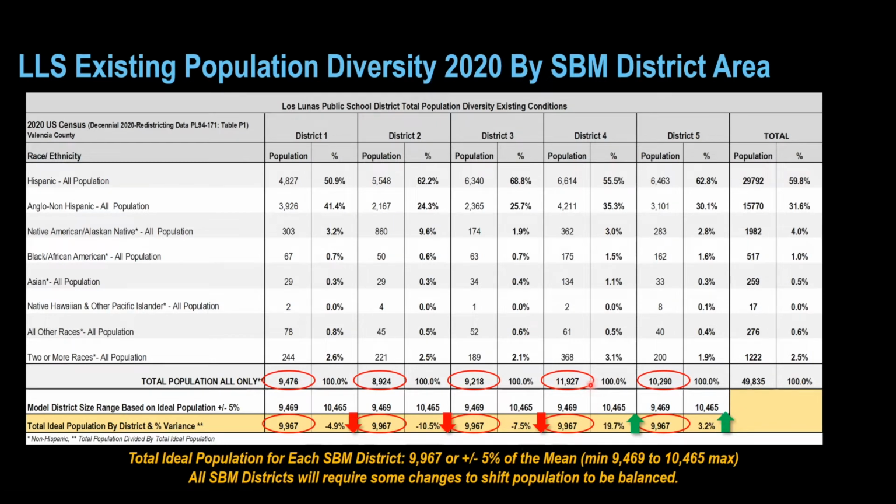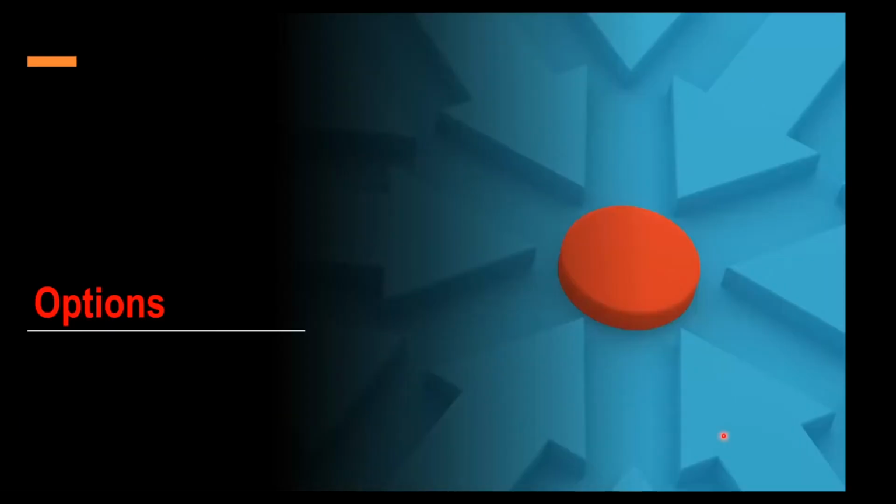District 4 at 11,927. We are above that at 19.7%. And District 5 at 10,290. We are above that at 3.2%. So now we know where we have to start making our adjustments. Then we start looking at what some of the options are for the district.